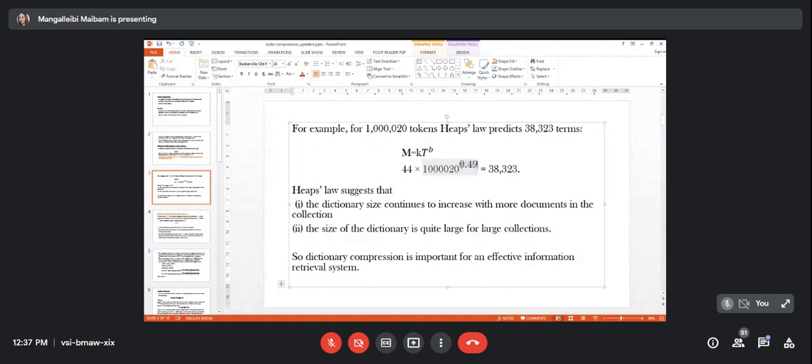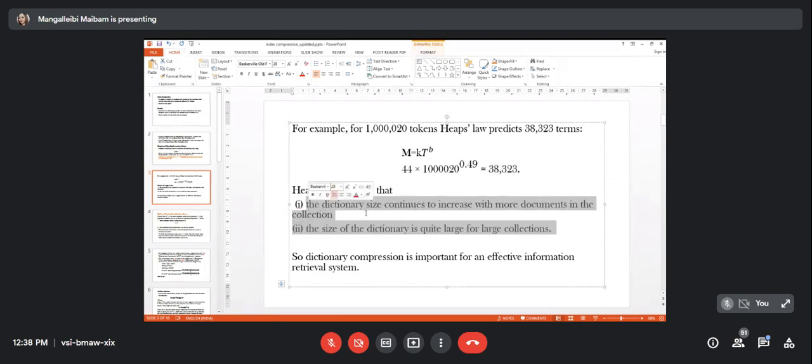After substituting the values in the formula, we got an approximate value of 38,323. So the vocabulary size is 38,323. These are all unique terms, that means not repeated. Every individual term is different. So Heaps' law suggests that the dictionary size continues to increase with more documents in the collection. Heaps' law gives us two suggestions.